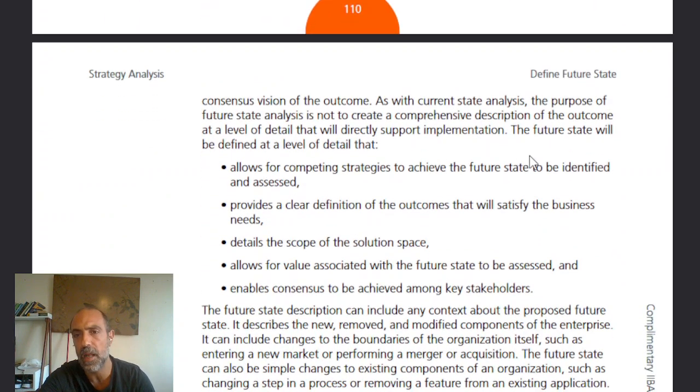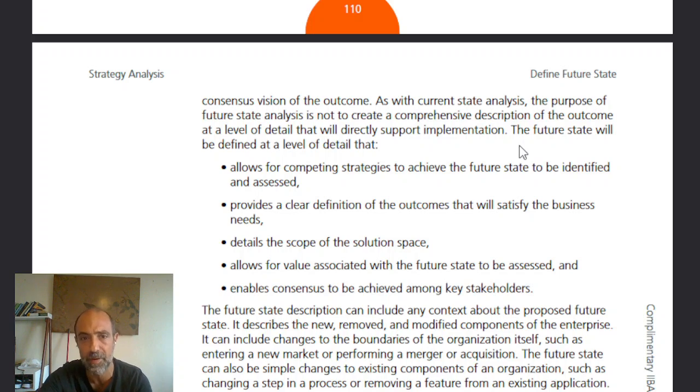As with current state analysis, the purpose of future state analysis is not to create a comprehensive description of the outcome at a level of detail that will directly support implementation. It's not, because details change and everything is moving. We need to have a certain movement that's versatile, or fluid, because you never know what you might hit and what might change.